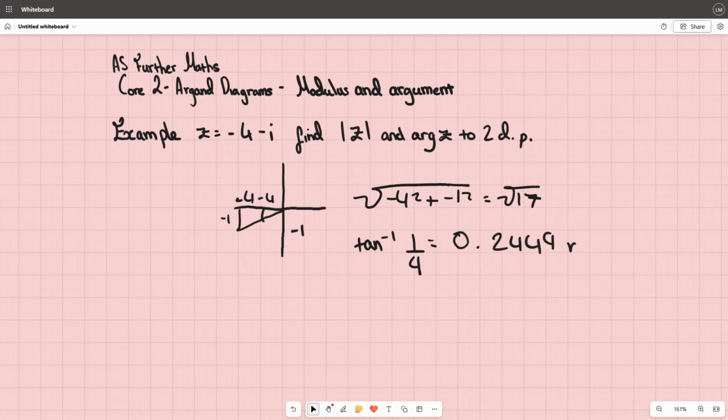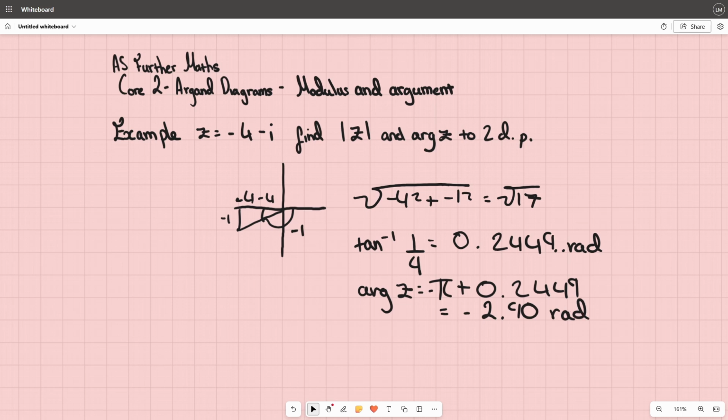And that is equal to 0.2449 radians, because it goes on. Then, because we want the angle from the positive x-axis, we do arg z is equal to minus pi plus 0.2449, and that is equal to minus 2.90 radians to two decimal places.